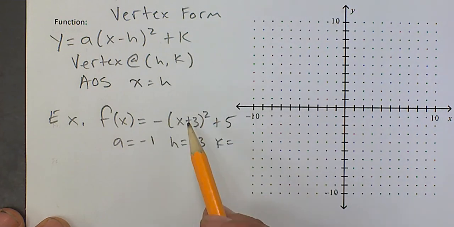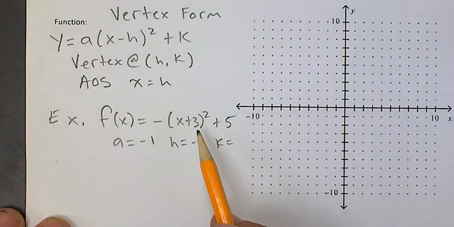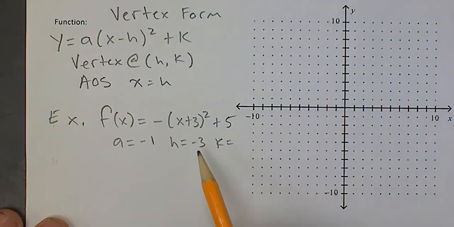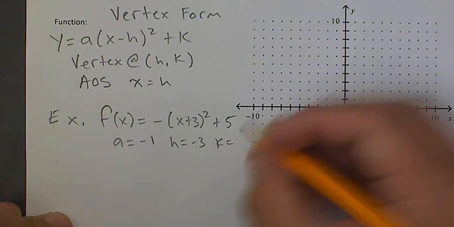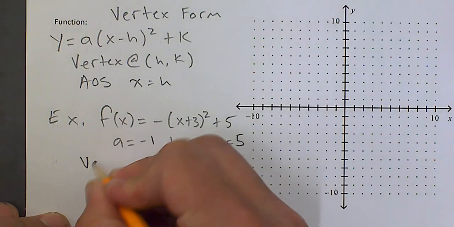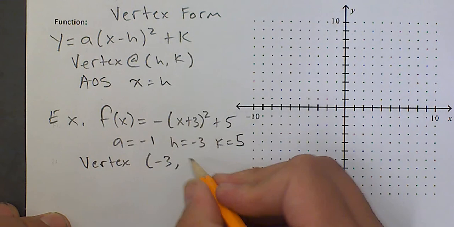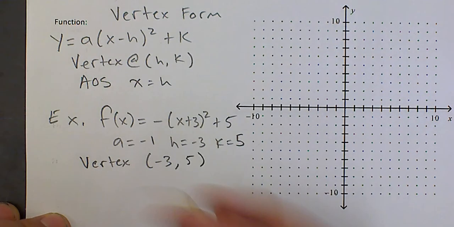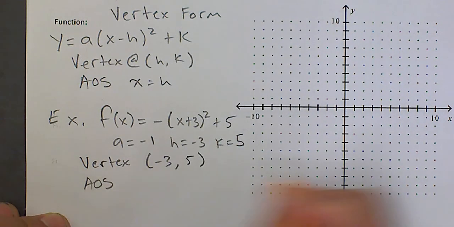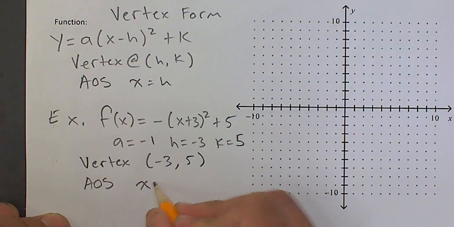That's why, in order to get this positive 3, you have to substitute h with negative 3. K is 5. The vertex is at (h, k), therefore the vertex is at (-3, 5). And the axis of symmetry is at x equals h, which is x equals negative 3.